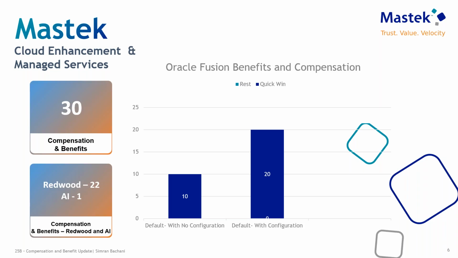We have prepared an analysis for all the enhancements, as you can see on the screen. We have 30 features introduced in this upgrade. Primarily, these updates fall into two categories, quick win and opt-in. Quick win features are easily available, and opt-in features are required to be enabled by Oracle. In the 25B update, we have 30 quick win features and 0 opt-in features. These quick win features are further subcategorized into default with configuration and default with no configuration.